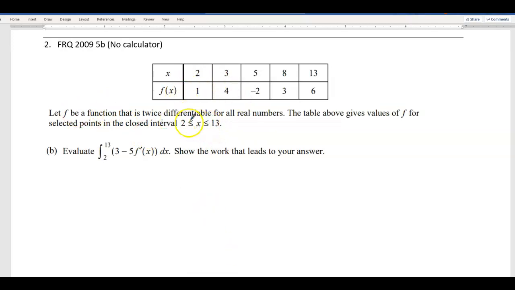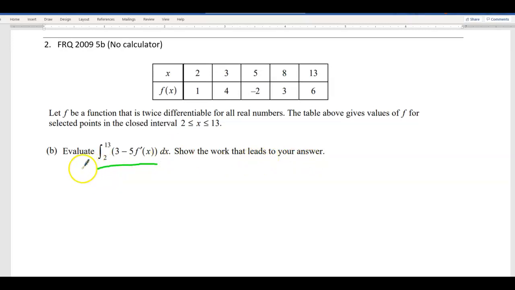Basically, we just have a function here where they tell you a couple of x and y pairs. So here's x, here's y, here's x, here's y. If you wanted to, not that we need to, you could plot those points and graph it and have a picture of what that function looks like. But we don't really need to do that. This question is asking us to evaluate this integral and to show the work that leads to our answer.